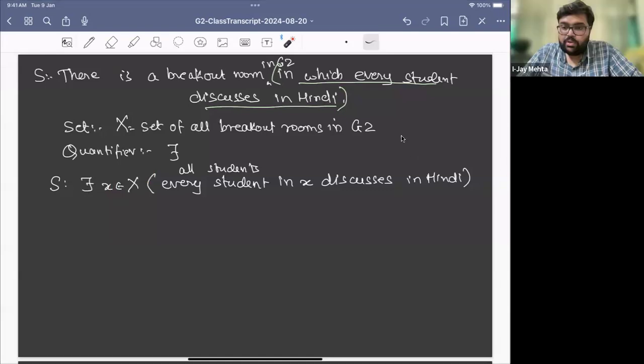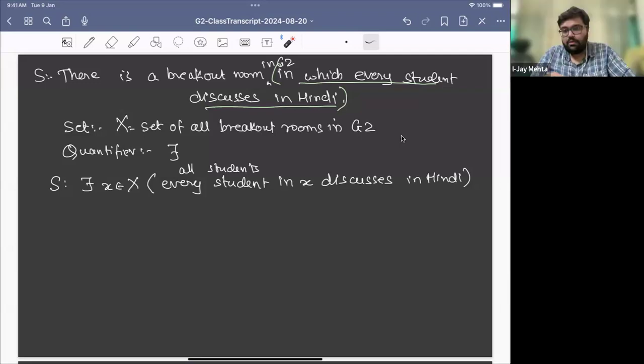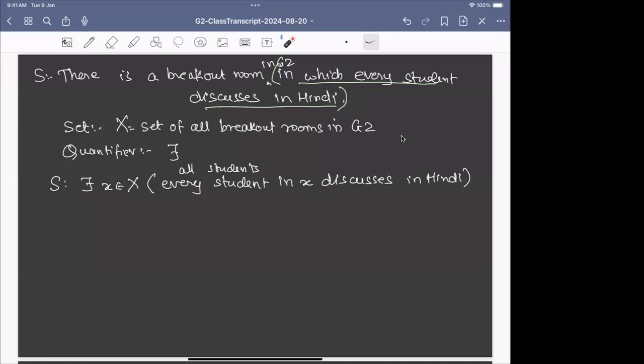Kundan, do you have any question? You have raised your hand. Yes, sir. So can we assume two sets here? X for the set of all breakout rooms in G2, and let us assume S for the set of all students in G2. But why do we need two sets? I'm coming to that. See, this is the first set. We identified the set, quantifier and this is a property. We can use two quantifiers here now.